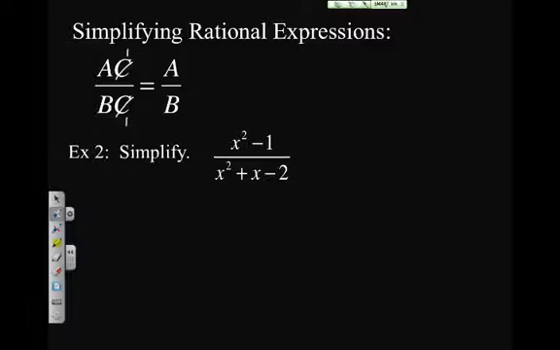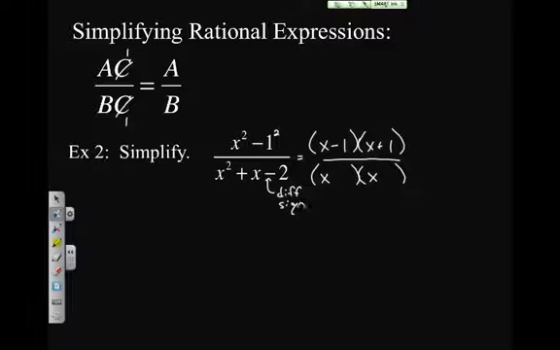So if you look at this first one, the top is the difference of squares. This is x squared minus 1 squared. So we can factor this as x minus 1 and x plus 1. On the bottom, again, we have our two parentheses here. We have an x and an x. This time, we have different signs, because when you multiply these two numbers together, we're going to get a negative answer.